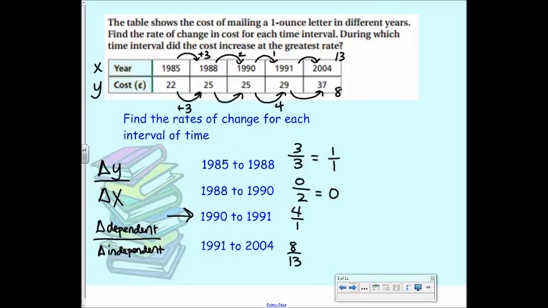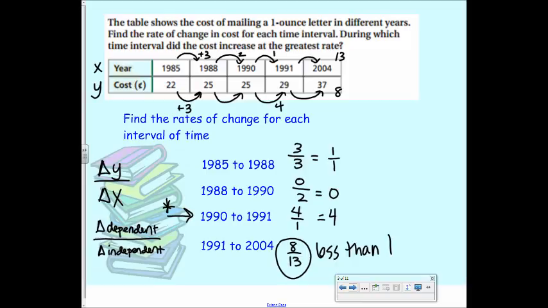Whereas what happened from 1990 to 1991? It went up 4 cents in how many years? Just 1 year. So the duration was a lot shorter. Therefore, this is our greatest rate of change. So the greatest rate of change ends up being this one because it's the biggest number. And again, this number here, 8 over 13, is less than 1. Whereas this one is equal to 4.